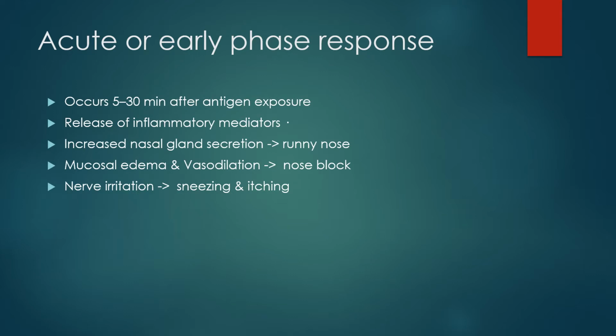Clinically, allergic response occurs in two phases: the acute or early phase response and the late or delayed phase. Now, the acute phase occurs immediately, within 5 to 30 minutes after exposure to the specific allergen, and it consists of sneezing, rhinorrhea, nasal blockage, and bronchospasm. And this is due to the release of vasoactive amines like histamine. So, histamine is one of the main mediators in the acute or early phase.